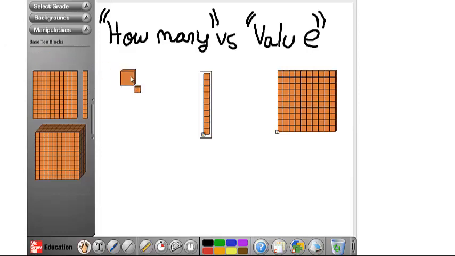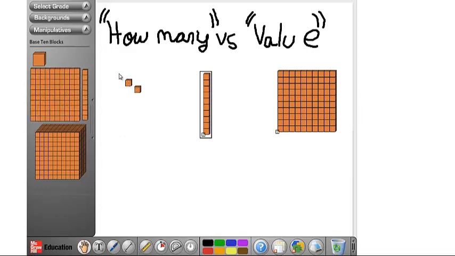If I pulled another one off the side and I put it here, I'd say, how many ones do you see? And you'd say, well, I see 2. And you'd be right. If I said, what's the value of these 2? You'd say the value is just 2. And of course, you would be right again.